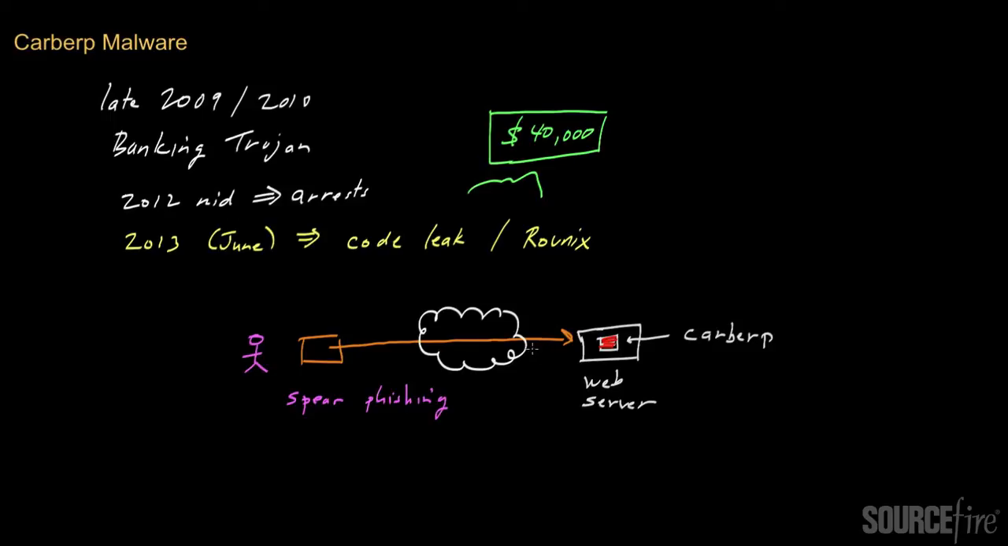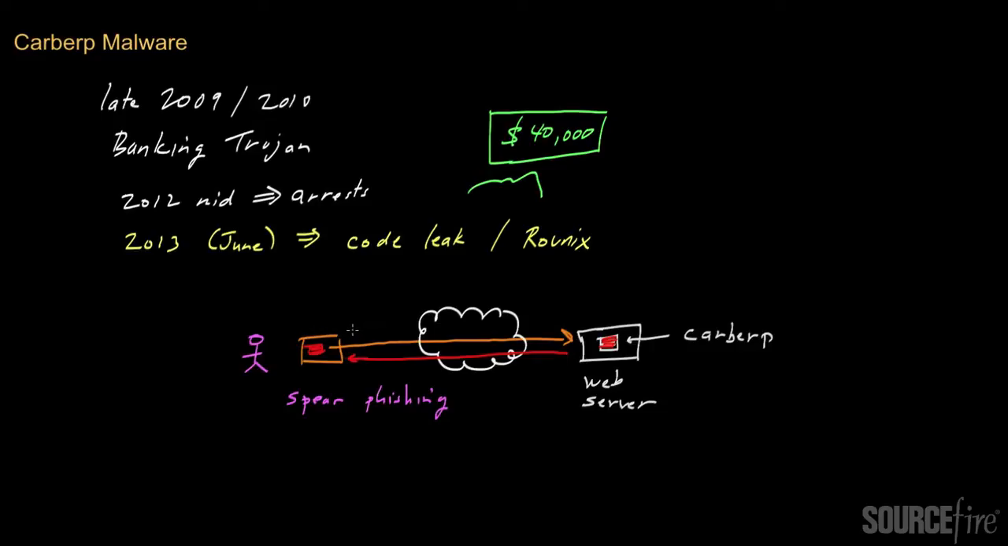Now, at that point, if the user is running an application that happens to be vulnerable, and there is exploit code for that vulnerable application running on the web server, the user in turn is going to get compromised, or the user's computer is going to get compromised, and Carberp will be dropped on that system and executed.